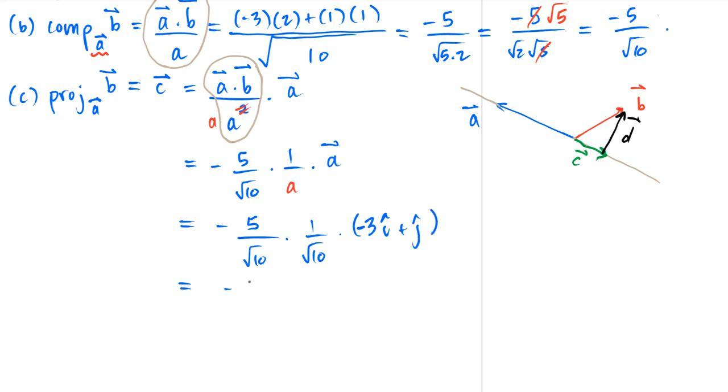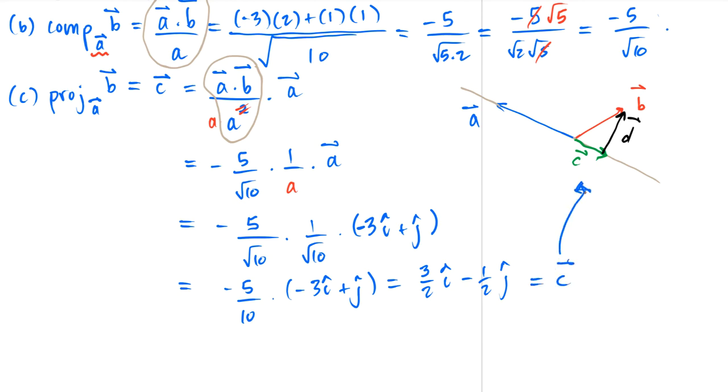So this is giving us negative 5 over 10 times negative 3i hat plus j hat, which is going to be negative 1/2 distributed through, or scaling on the vector A. So negative 1/2 times negative 3 is positive 3/2 i hat minus 1/2 j hat. And this is the vector C, which is in green. And so we see that this green vector is indeed going to the right and down. So to the right and down.